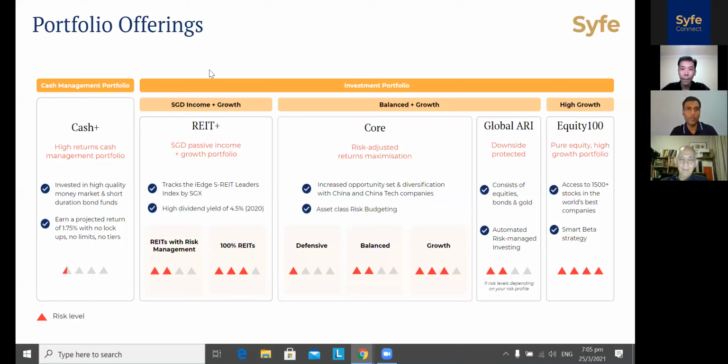Let's see all of our portfolio offerings. A few things to mention in terms of how we think about investments and how we think about constructing our different investment strategies. The first thing that you will realize is Syfe is a very purpose-driven platform. We construct our portfolios to meet the different client objectives that they might have. And to that effect, typically when you want to make your money work harder for you, there are three buckets that you want to cater to.